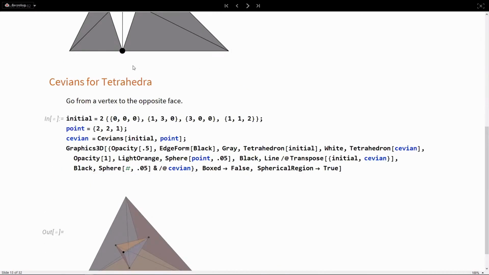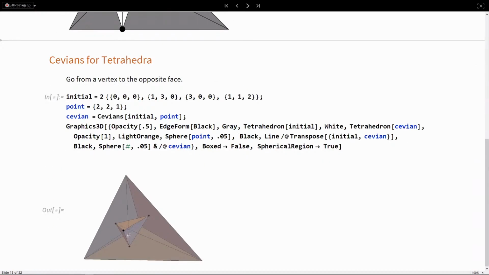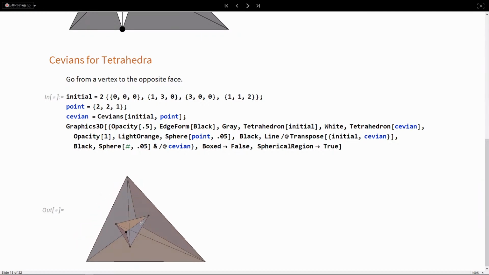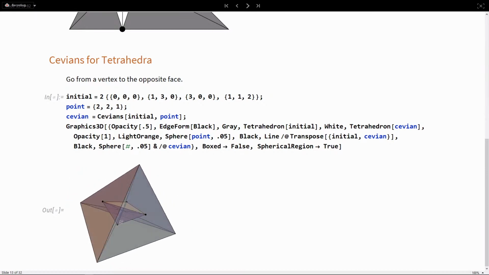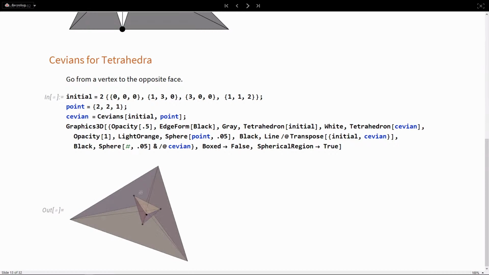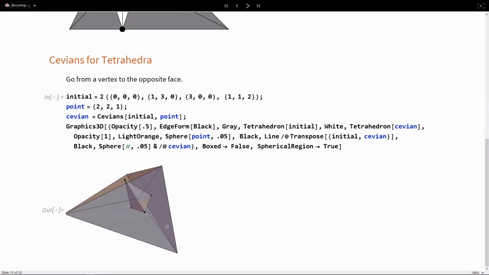In a tetrahedron, you can basically pick a point within the tetrahedron and generate the Sevians which intersect the opposite faces. So this is generating the Sevian tetrahedron for a given point in a tetrahedron. That's a function I plan to add to the Wolfram Function Repository soon.